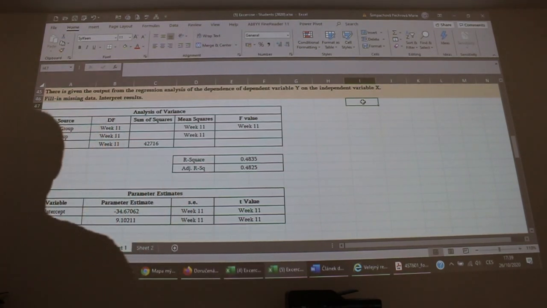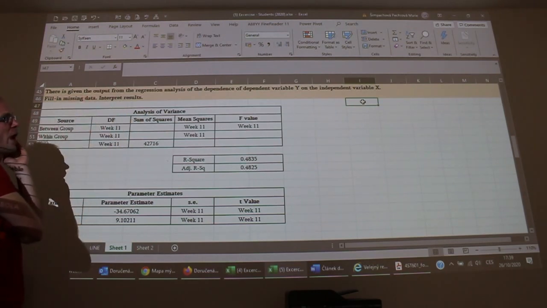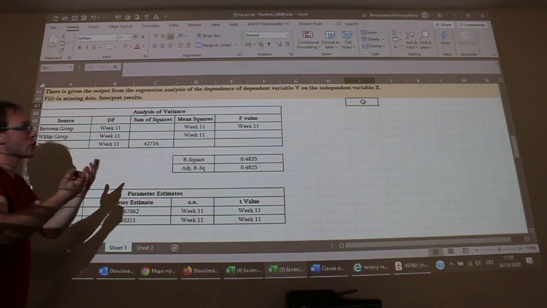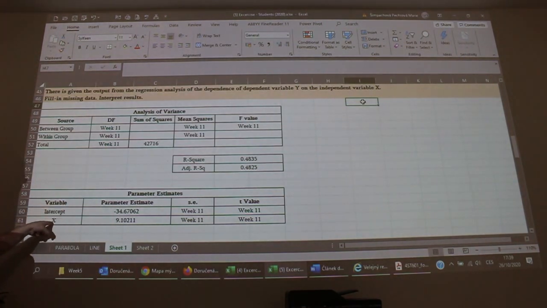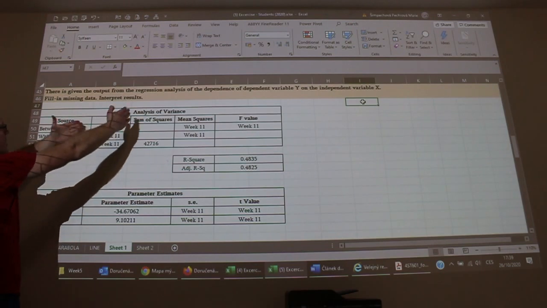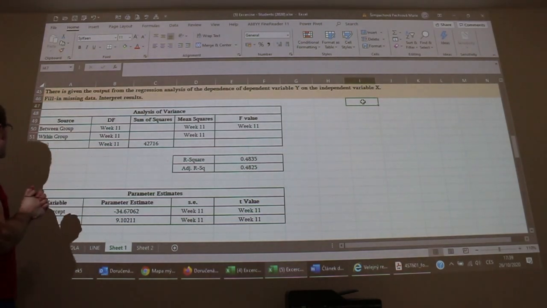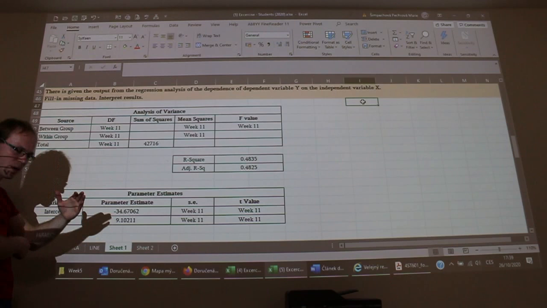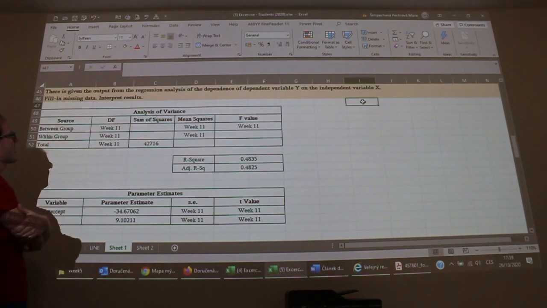There is given the output from the regression analysis of the dependence of the dependent variable y on the independent variable x. What it means is that we have here a regression line only. You can find here the intercept and the slope, the parameter estimates, and there is an analysis of variance table, which you could see in the previous examples from Excel. But here you could find different words, synonyms, words with similar meanings. So this is the ANOVA table.